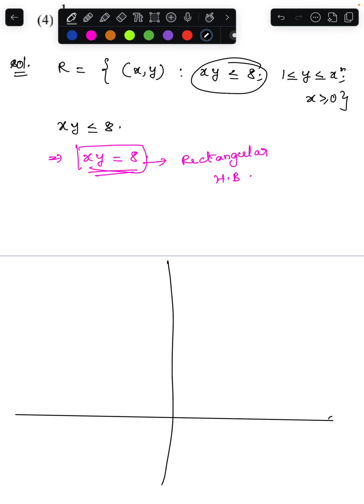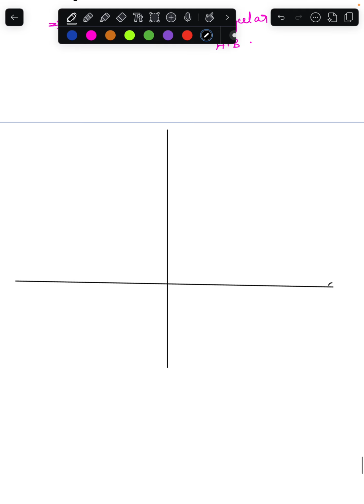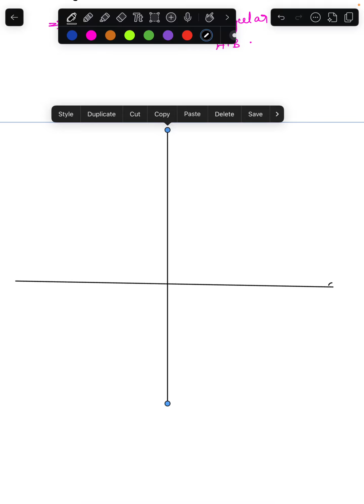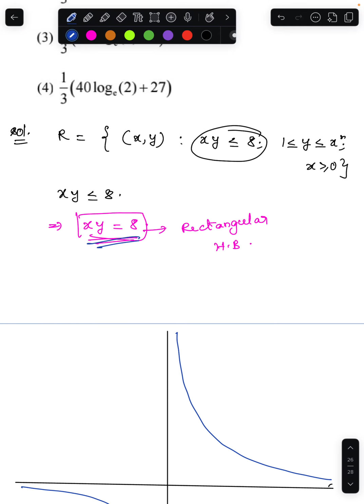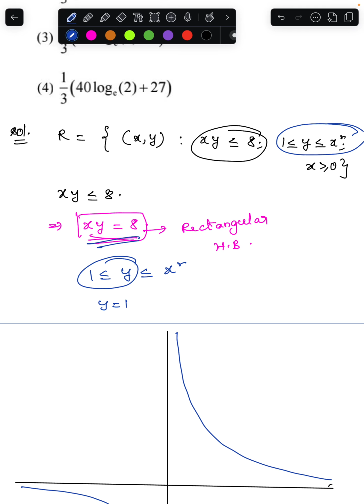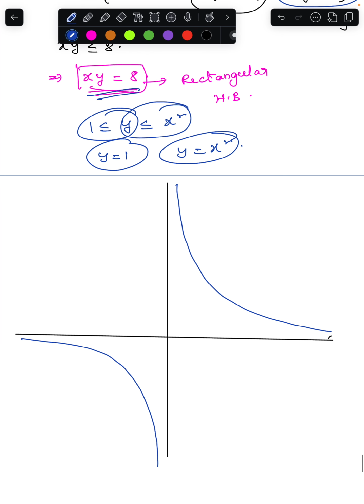So just plot a rough graph of that. So rectangular hyperbola, this one, right? So xy equals to 8. And again, 1 less than or equals to y less than or equals to x square. So for this one, I will take y equals to 1. For this one, I will take y equals to x square. So y equals to x square means it's clearly a parabola, upward parabola, right? I will plot this.